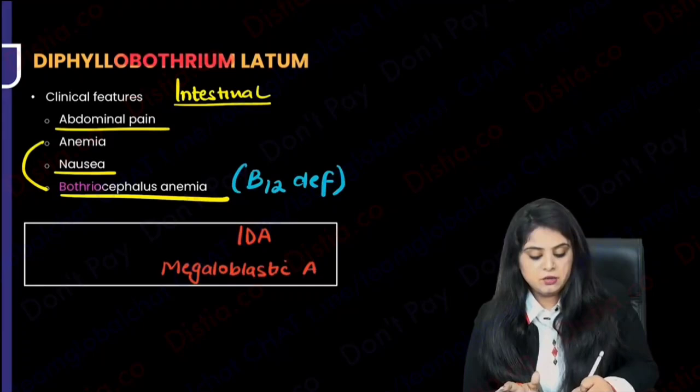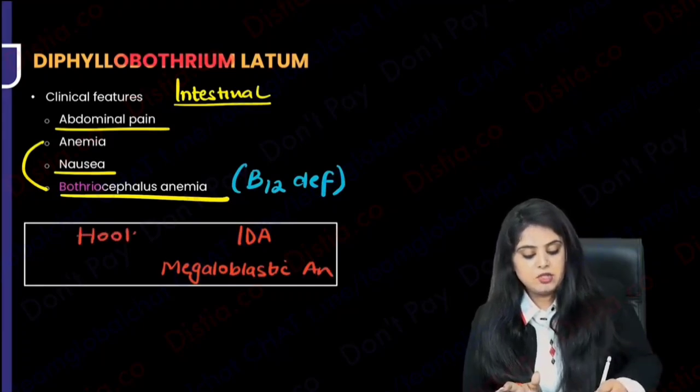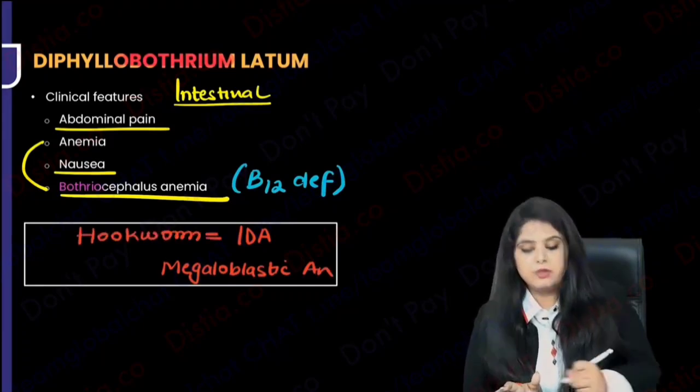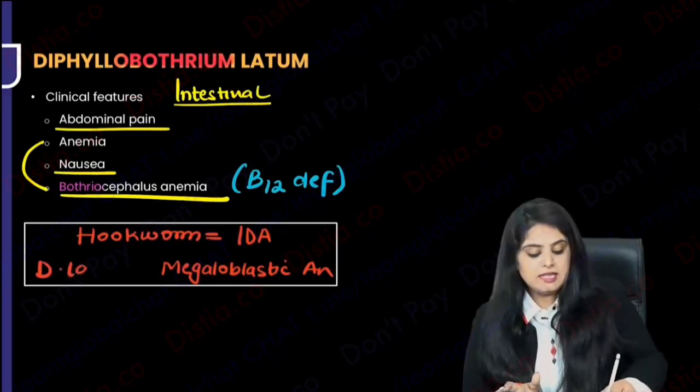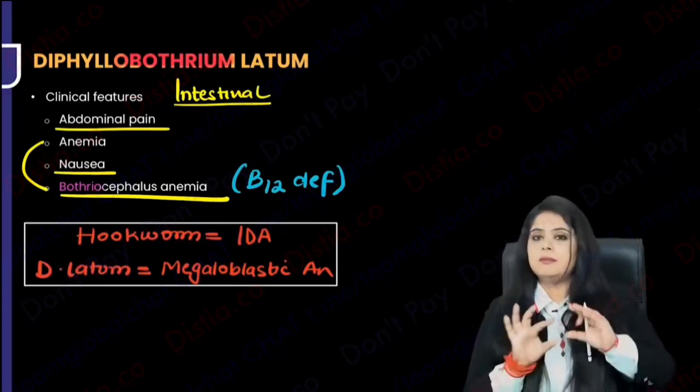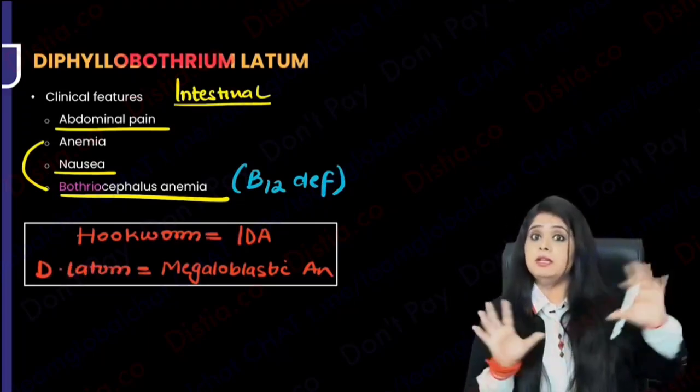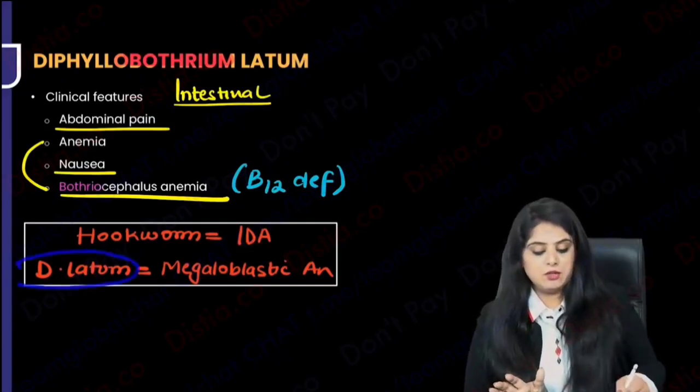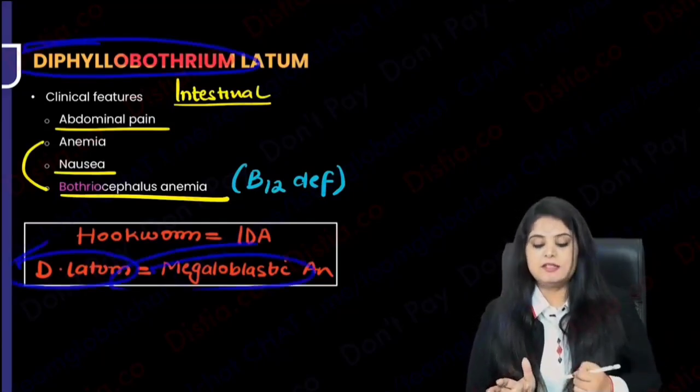megaloblastic anemia. With iron deficiency anemia, what I'll be teaching you right at the end, in the nematodes, is going to be the hookworm. And right now, D. latum I have taught you. Diphyllobothrium for megaloblastic anemia. Diphyllobothrium for megaloblastic anemia. Okay.